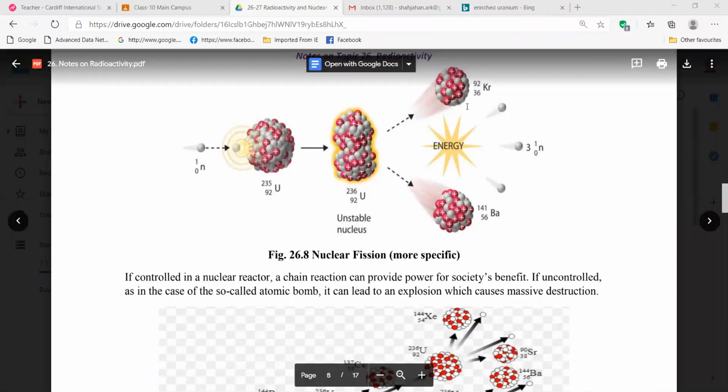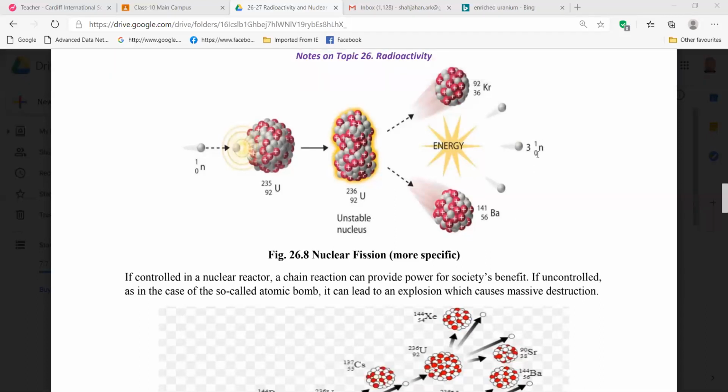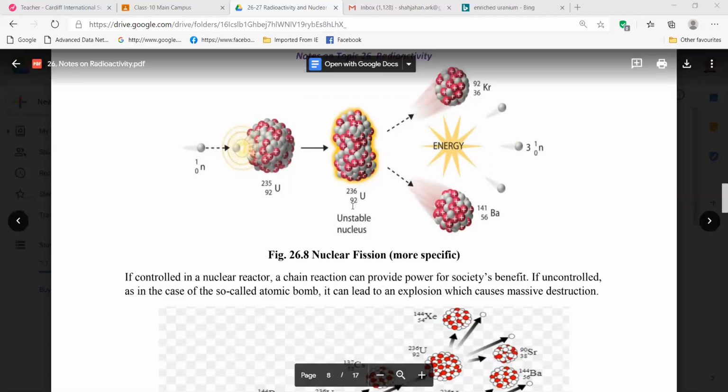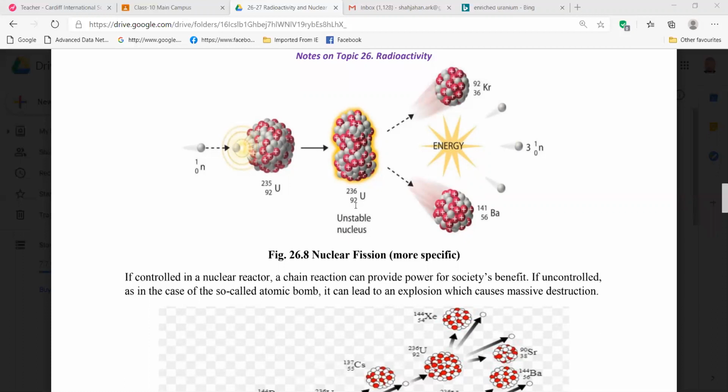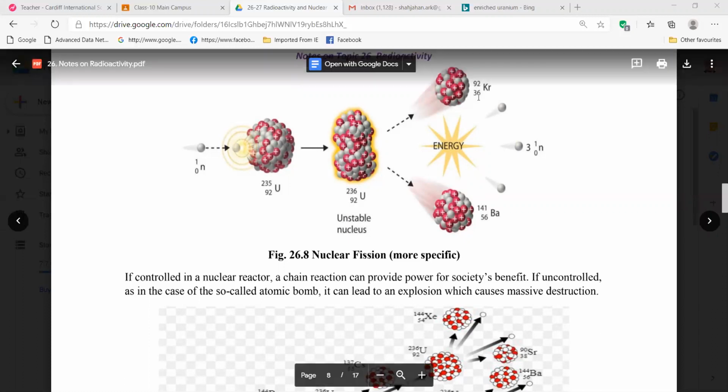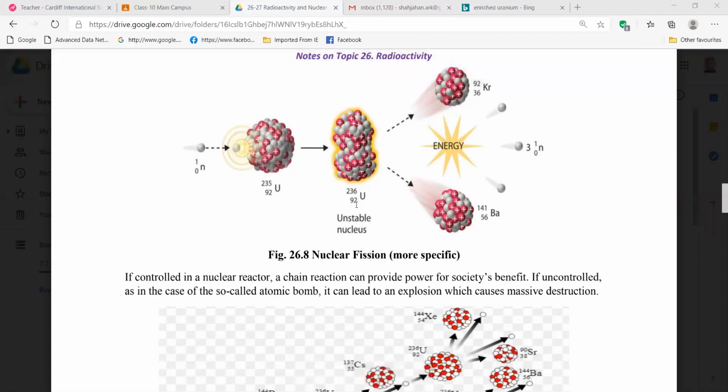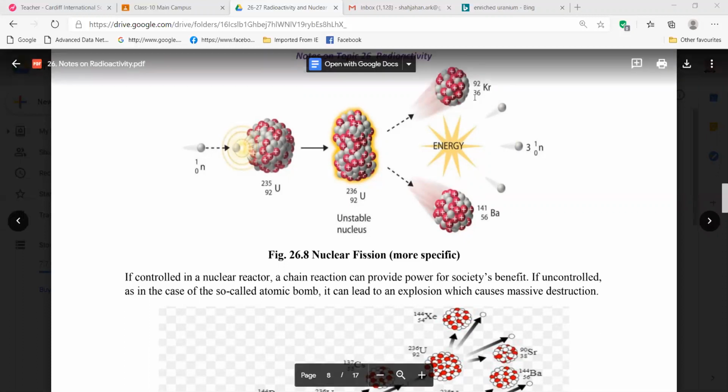92 will be divided into 2 parts. A neutron does not have any atomic number, or any protons. So atomic number is related to the proton numbers. So 92 is divided into 2 parts, 56 and 36. It's making 92. Is it clear? Yes, sir. So if in the question they give you everything except this 36, then you can find it.